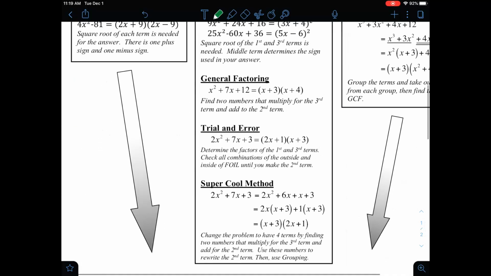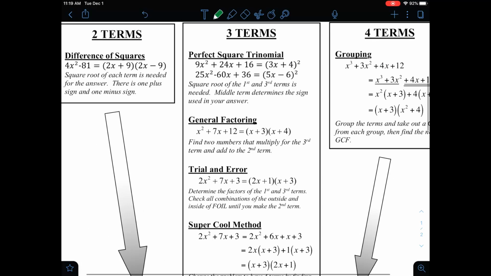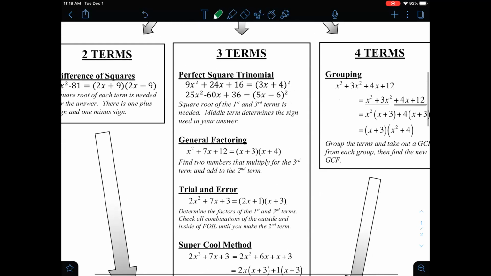If you have 3 terms, you have a few different options here. The super cool method we probably won't talk about so much in this class. I may talk about it briefly, but it's not as useful as a different one we're going to talk about.